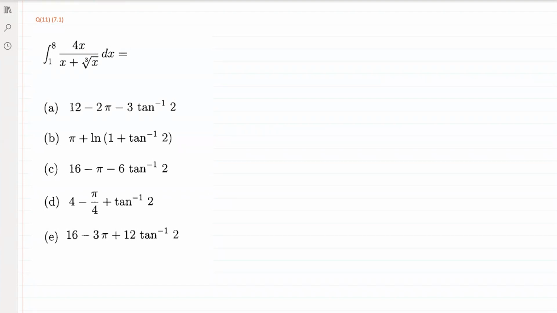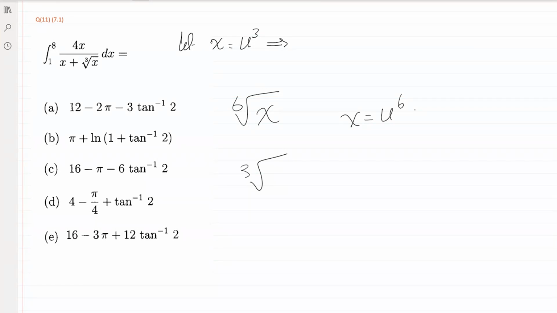So here you have to use just a small tricky idea. If you have a cube root, to cancel the root here, I will suppose that x equals u cube, because the cube root of u cube will be just u. Is that clear? If you have a 6th root, you suppose that x equals u to the power 6. If you have a cube root of x square, you suppose that x equals what?